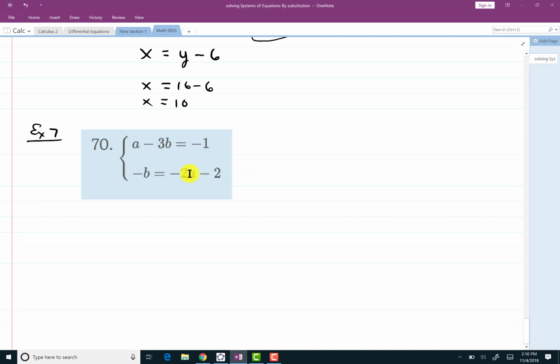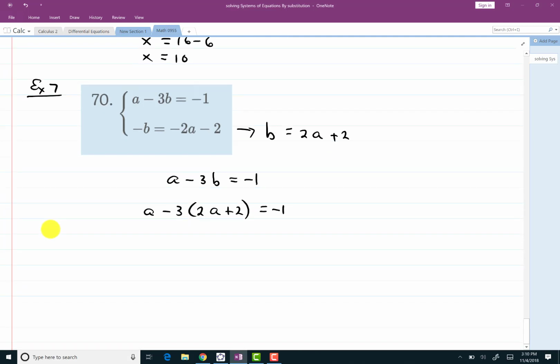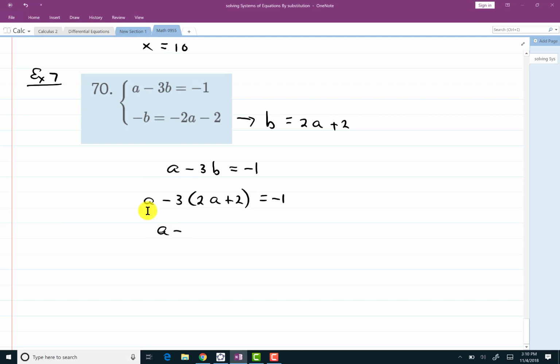In this example, it looks like it's easiest to get b by itself if I divide the second equation by -2. I can rewrite that as b equals 2a plus 2. And now I'm going to go ahead and plug that into the first equation. So my first equation, a minus 3b equals -1. Let me replace b with 2a plus 2, and go ahead and solve. Remember, when you distribute, the negative goes with it. So I get -6a minus 6 equals -1.